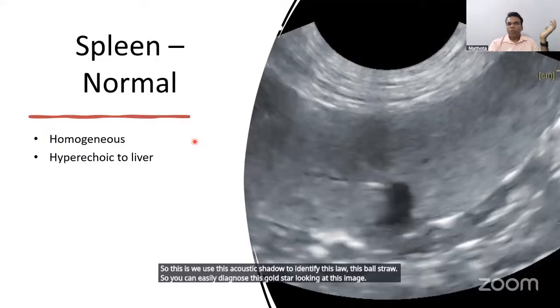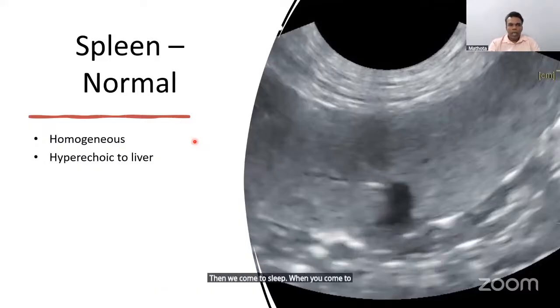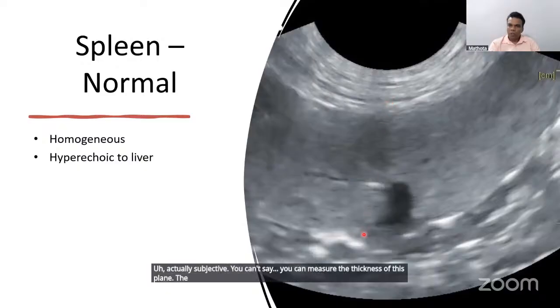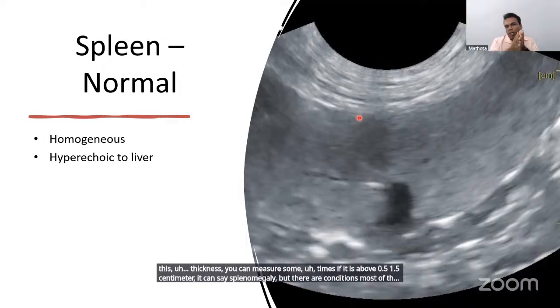Then we come to the spleen. The spleen is a homogeneous organ, and the size is actually subjective. You can measure the thickness of the spleen, from the peripheral surface to the internal surface. Sometimes if it is above 1.5 centimeter, you can say splenomegaly. But there are conditions where most of the time when we do ultrasound scanning of our dogs, we have splenomegaly.